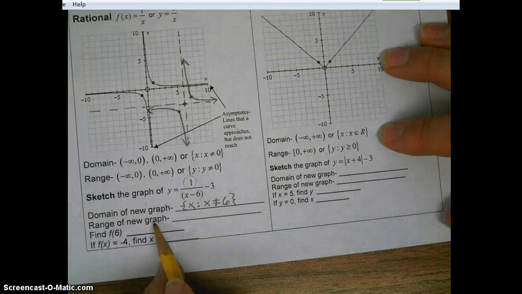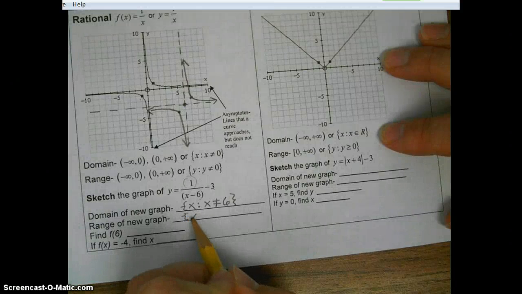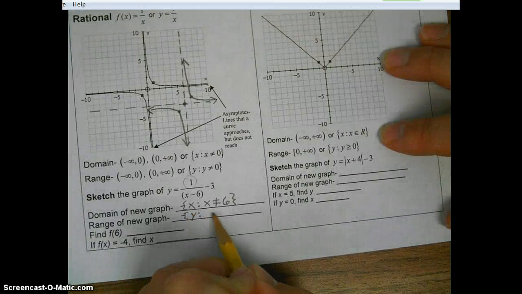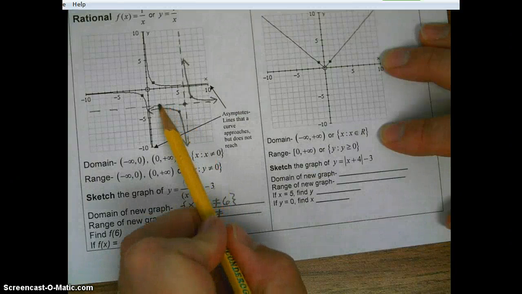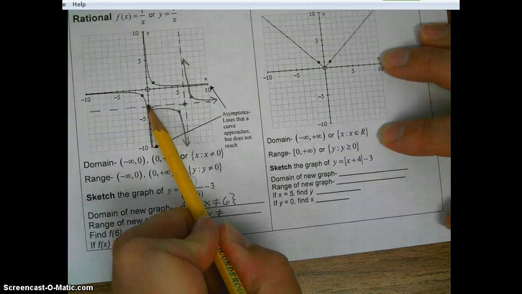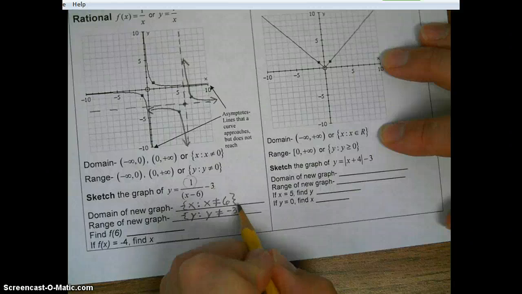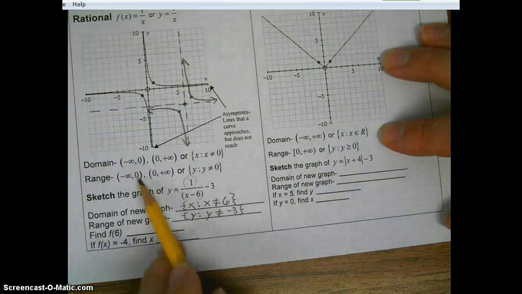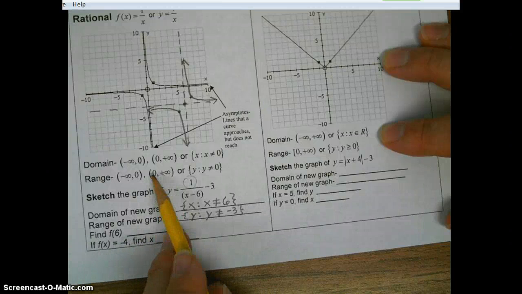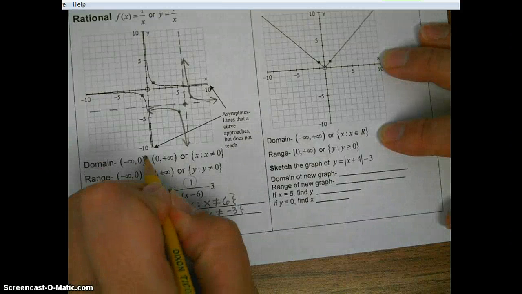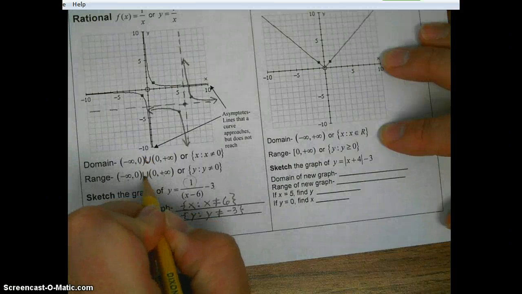Okay, the range for our new graph, again, we're going to use this notation. This time y cannot be -3. y cannot be -3. And again, if we were using interval notation, this would be -3. And they did this wrong. They should have a U in there for union on those.